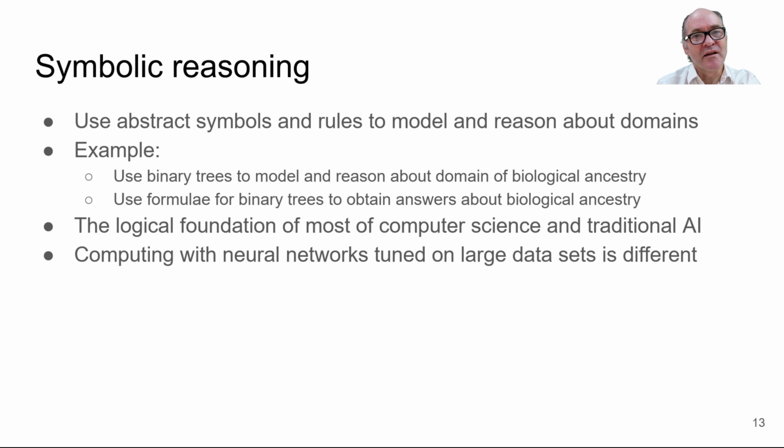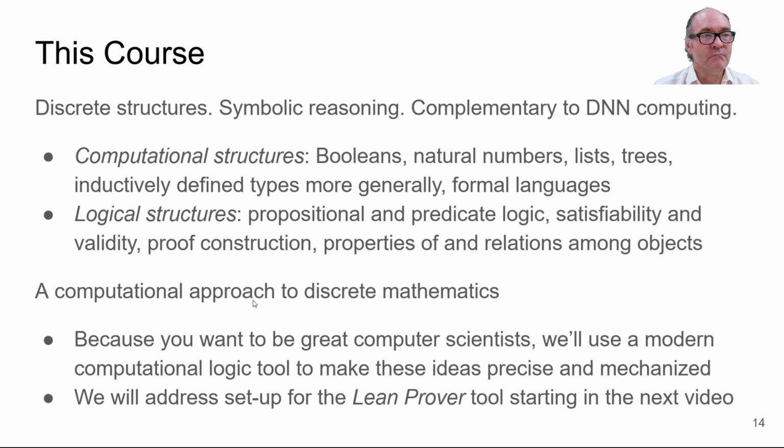So again, symbolic computing, symbolic reasoning, logical deductive reasoning is the foundation of most computer science and traditional AI, but not of the newly invigorated field of neural network computing in artificial intelligence. That's a different kind of thing. So in this course, we focus on discrete structures, symbolic reasoning, and this is complementary to deep neural network computing.